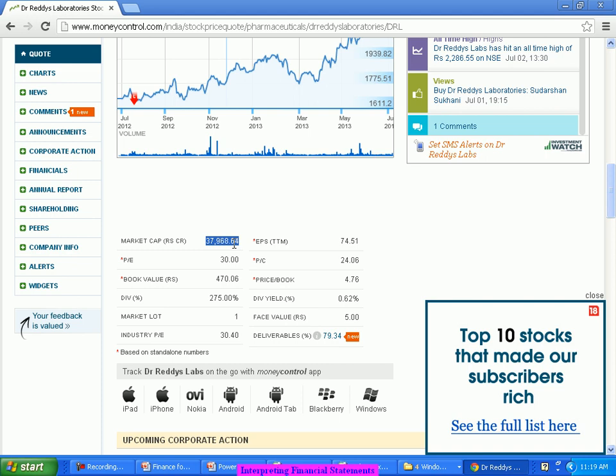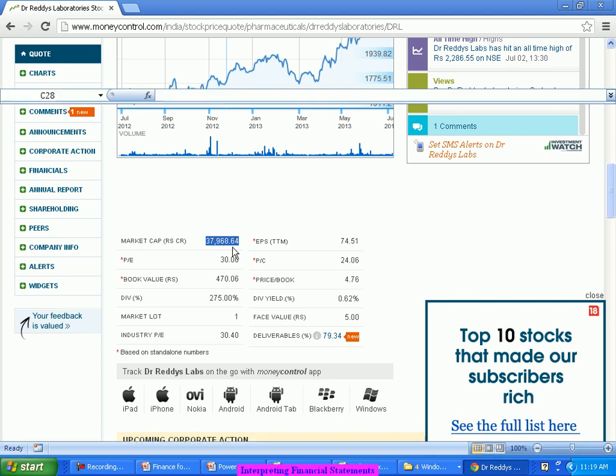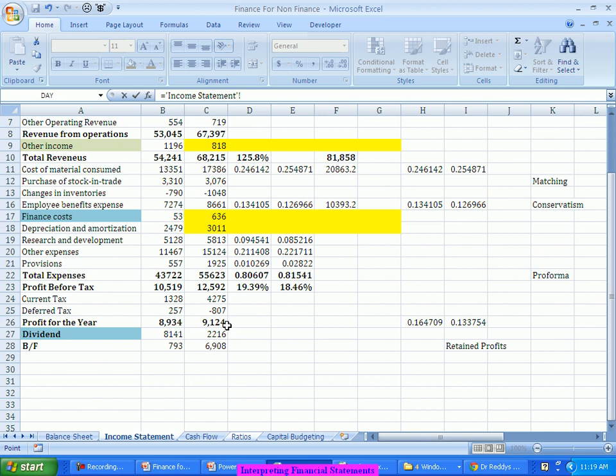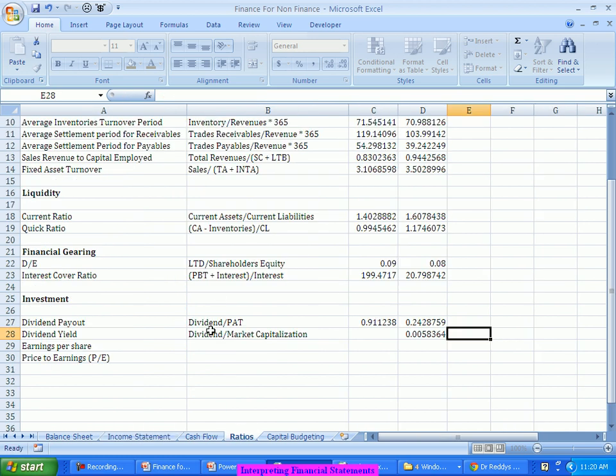So 379,686.4. So I'll make it as, probably we don't know for the last year. Only for this year we'll take it. So which means, this is the dividend yield. This is the actual scenario.